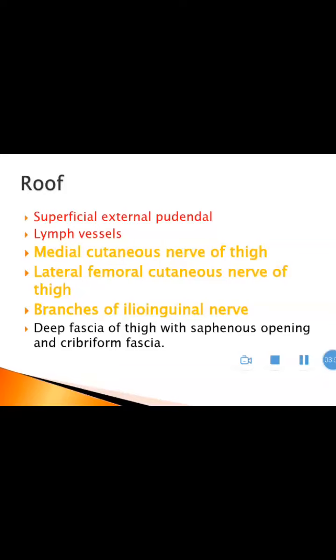Then coming to nerves, we have medial cutaneous nerve of thigh, then lateral femoral cutaneous nerve of thigh, and branches of ilioinguinal nerve. Apart from that, the thigh is covered by one deep fascia, that is called fascia lata, and the fascia lata will be covering the thigh in the form of a trouser. In the upper part, we can see one opening, that is called saphenous opening, and the saphenous opening is closed by cribriform fascia.